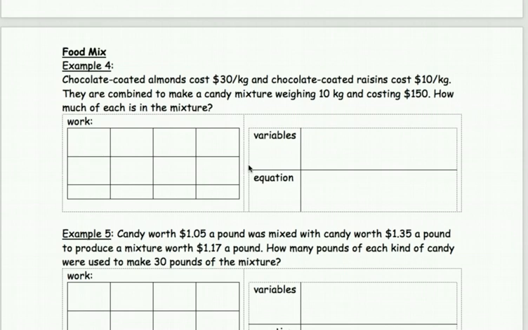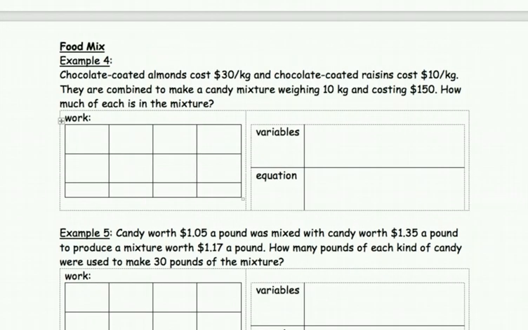They have a cost to them, so the almonds are $30 per kilogram, okay? And the raisins are $10 per kilogram. So from there, when we combine them together, we end up buying 10 kilograms of the snacks, and it costs you $150. Let's start filling out the table here. So we have almonds. Almonds, there we go. Almonds, and we have some raisins.